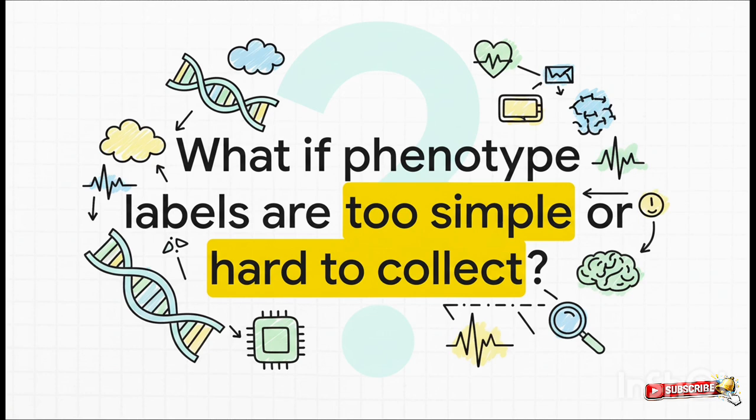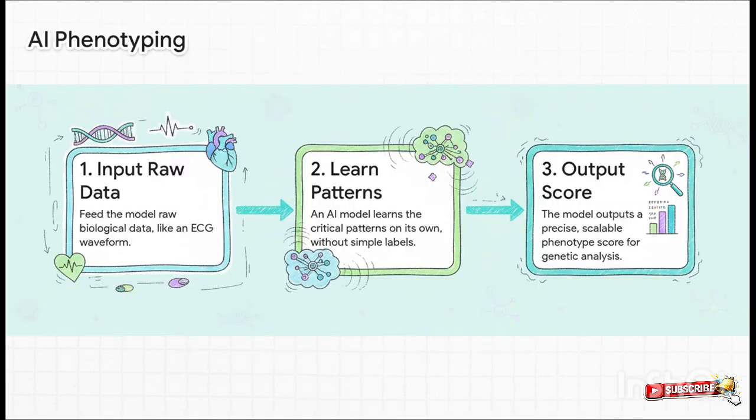Biology is almost always a spectrum. Plus, how are you ever going to get a doctor to sit down and create detailed labels for 1 million people? You can't. It's a massive bottleneck. And this is where AI phenotyping just completely changes the game.